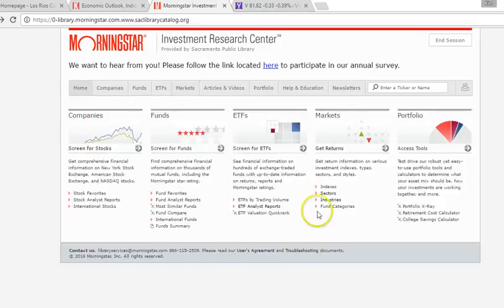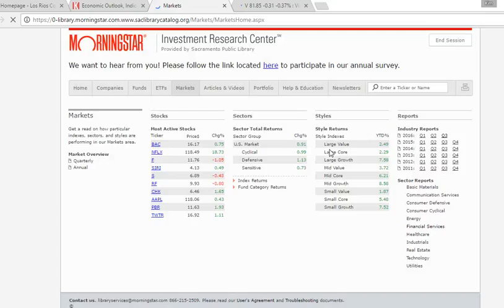Actually, I'm going to pop back out. That's not where I wanted to go. I'm going to go look at, just key on the markets, get returns. This is the page I wanted. This has a lot of links to very good materials.